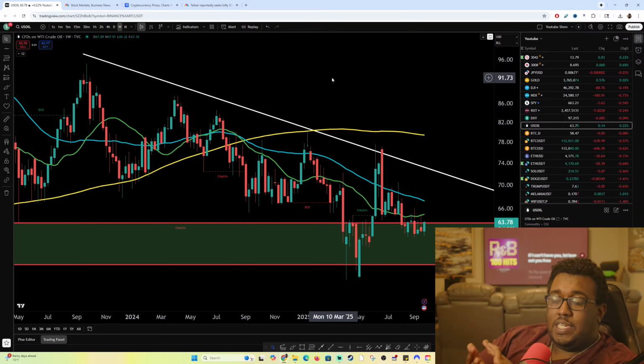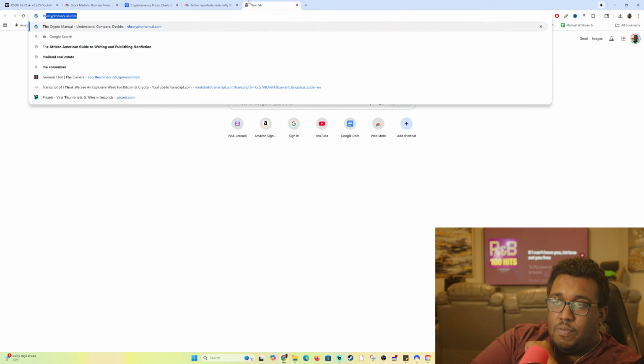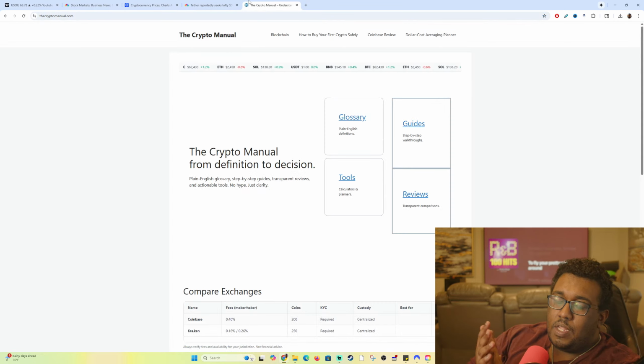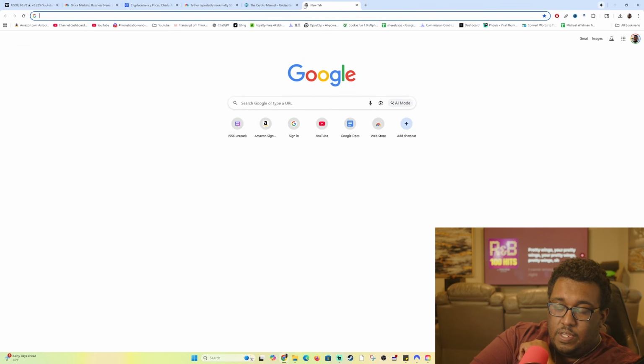I'm building a website, or I'm having a website built for me. It's bare bones right now, but since you haven't been in here for a minute, my goal is to have this website be Investopedia for crypto. So this is the crypto manual. As you can see, it's very bare boned. It's being built out bit by bit.